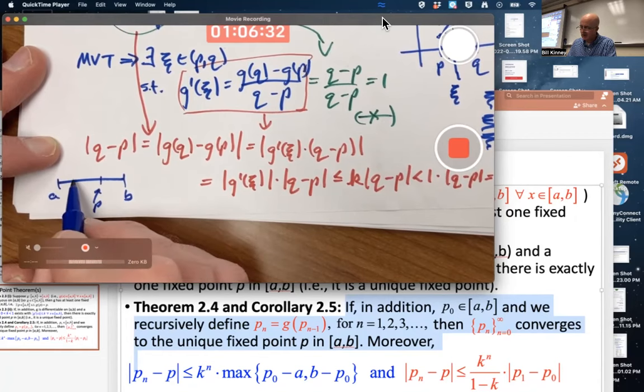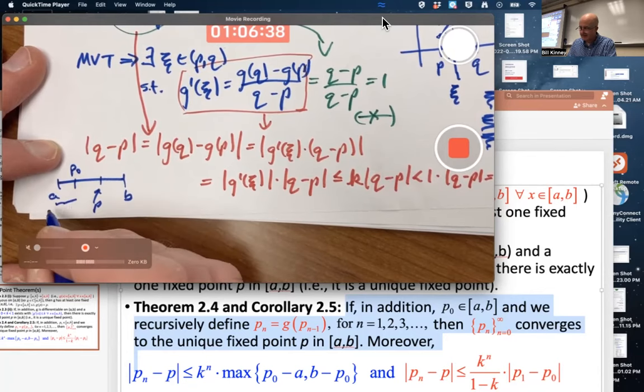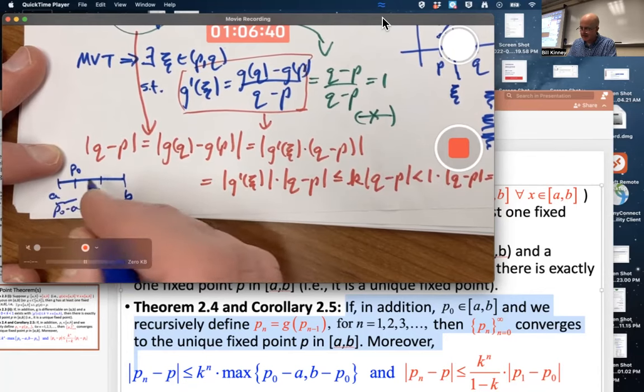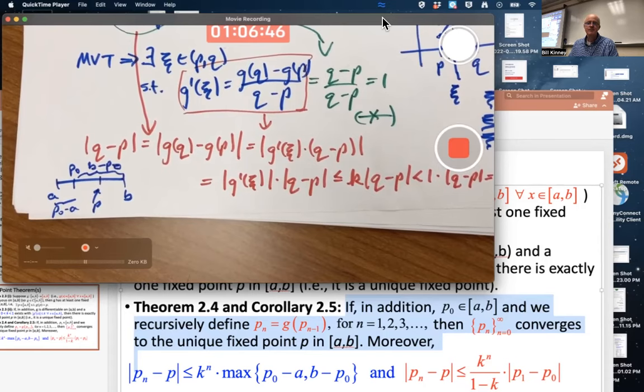But you pick a P0 over here. Maybe P0 is over there. This distance right there is P0 minus A. And this distance right here is B minus P0. Which of those is bigger? It's B minus P0. So for this picture, that distance would be the maximum value that you see in the inequality.